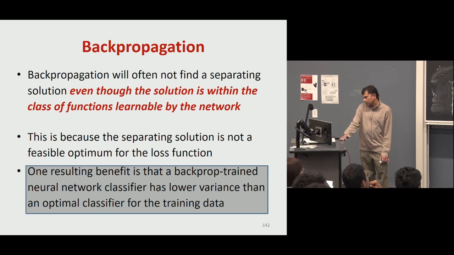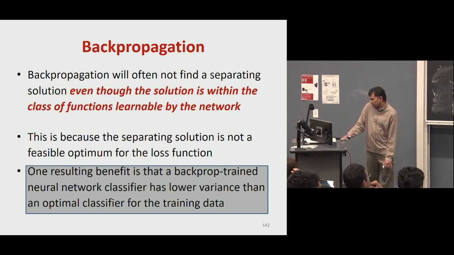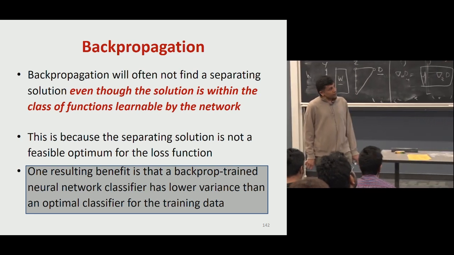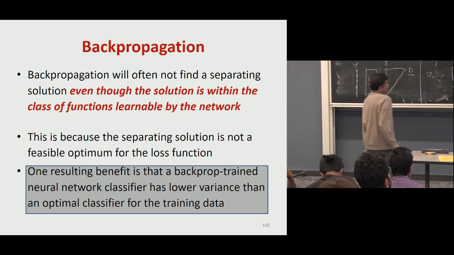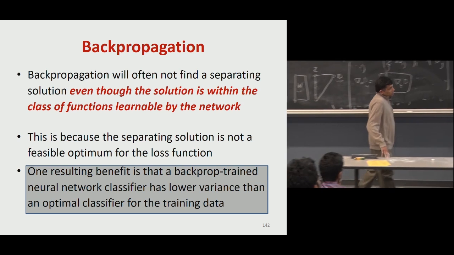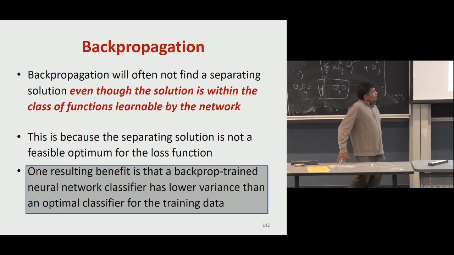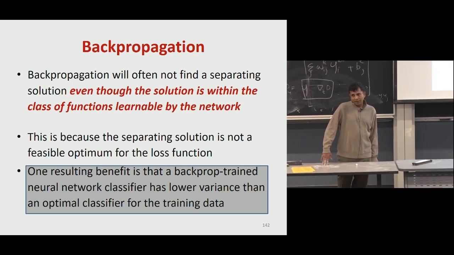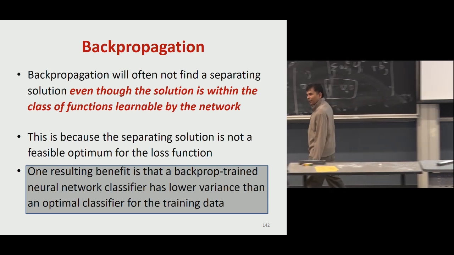Backpropagation will often not find a separating solution, even though the solution is within the class of functions learnable by the network. This is because the separating solution is not a feasible optimum for the loss function. One resulting benefit is that backprop has lower variance than an optimal classifier on the training data. And lower variance is actually a good thing.